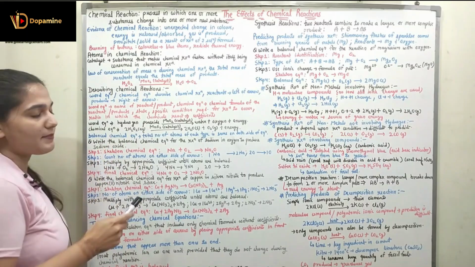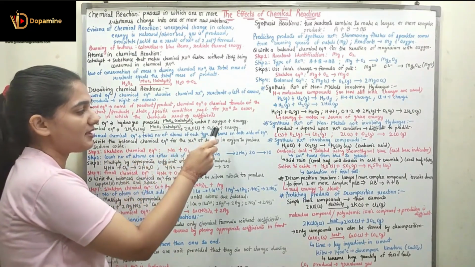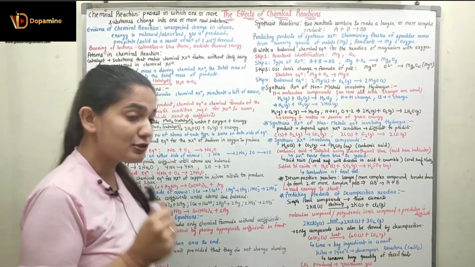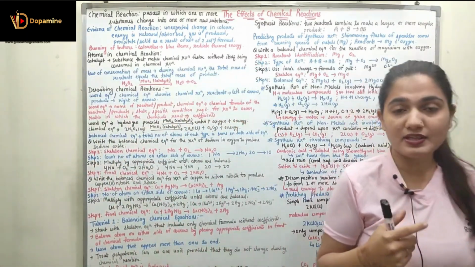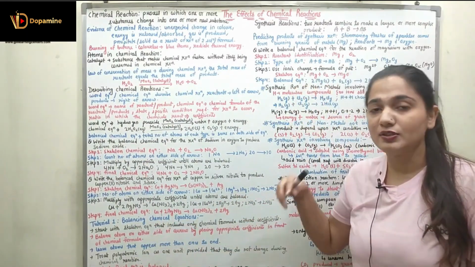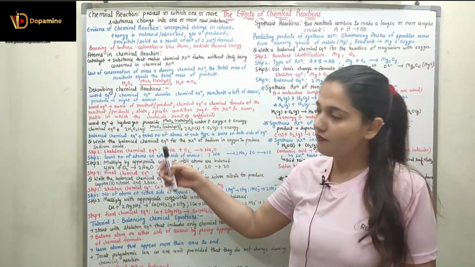Coming to the balanced chemical reaction. In a balanced chemical reaction, the total number of atoms of each type is the same on both sides of the equation. Now we are going to discuss two questions, and after these two questions I am going to tell you the overall steps to balance a chemical equation. We are going to understand these steps with the help of these two questions.